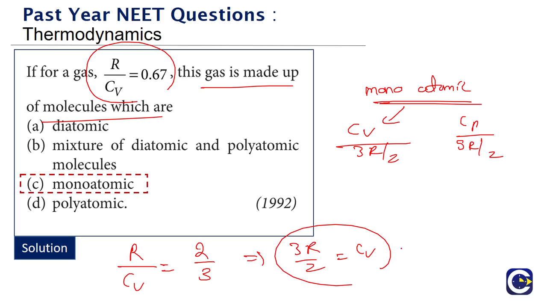Otherwise, from here you will try to calculate Cp by using the formula what? Cp is equal to Cv plus R. 3R by 2 plus R. What is it? 5R by 2.